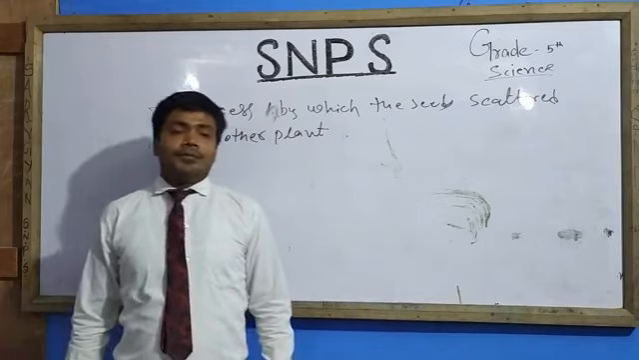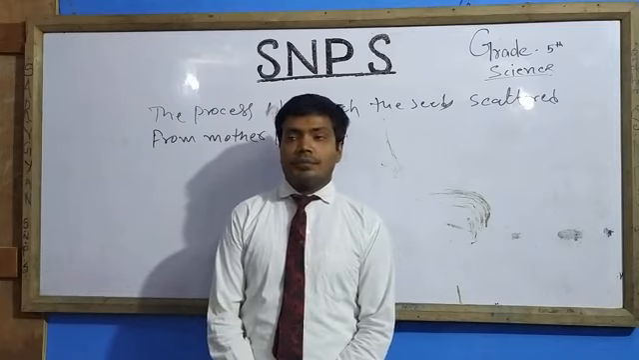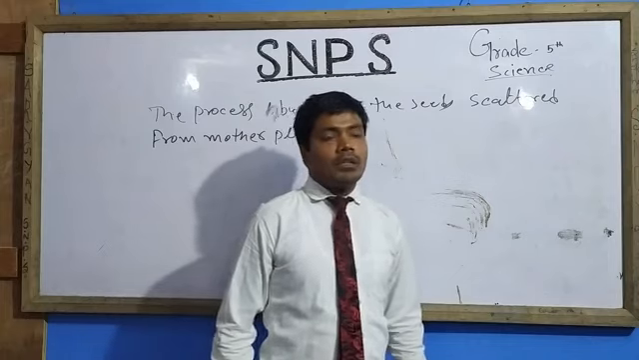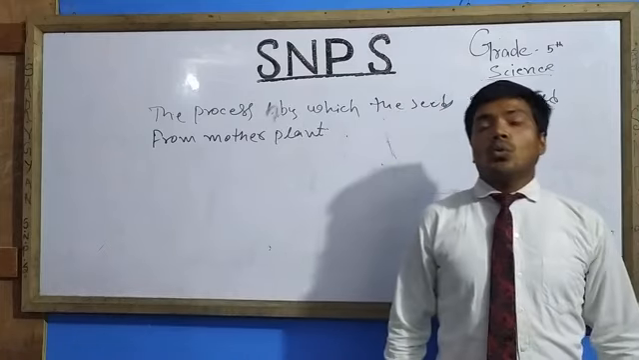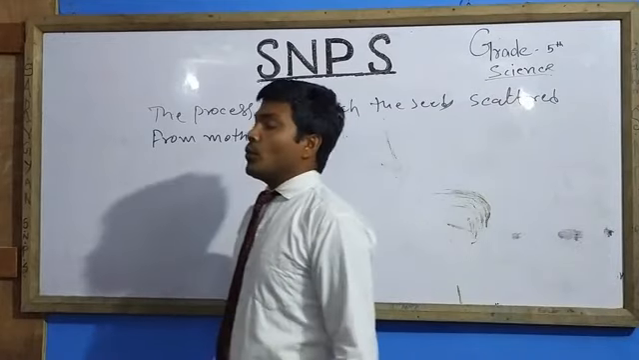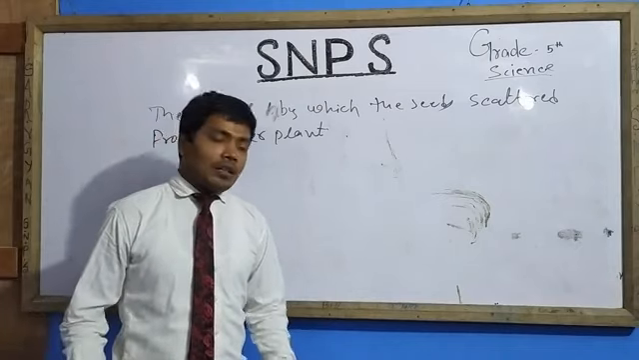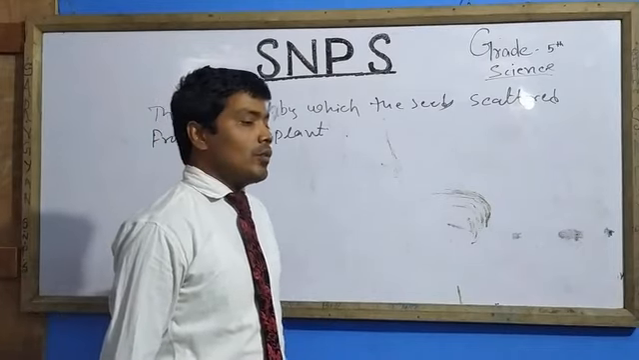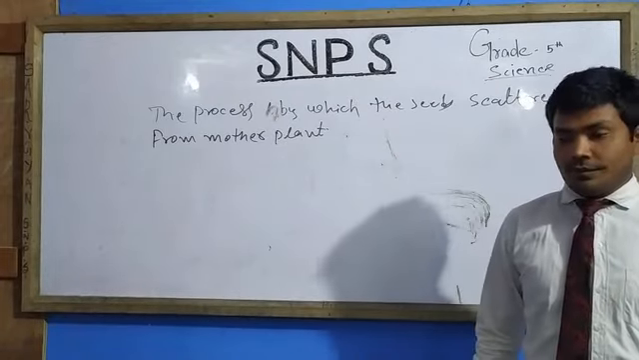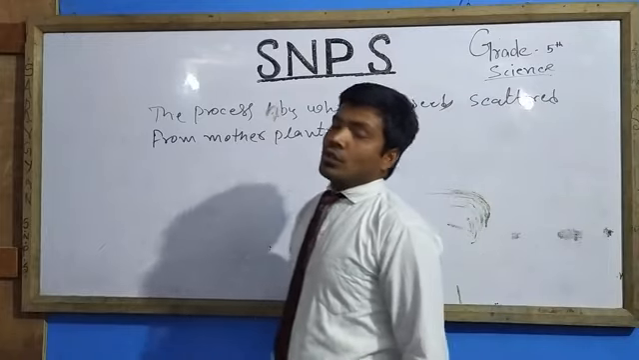After that, dispersal through the water. Some seeds like coconut, lotus have seed with spongy features that flow with the water, and when they get the soil, they germinate. This is the dispersal through the water.